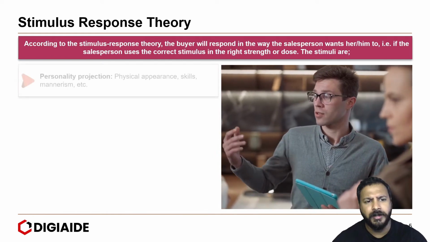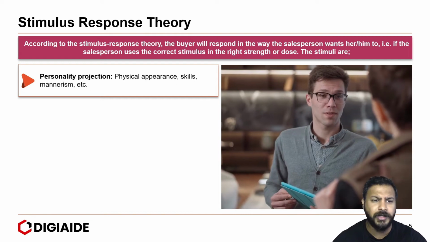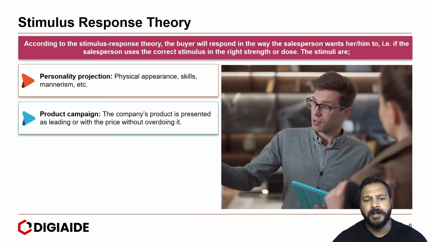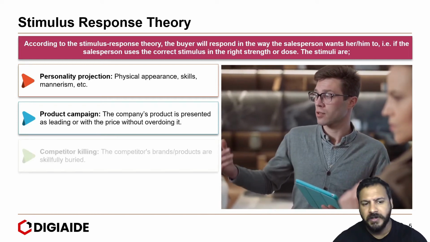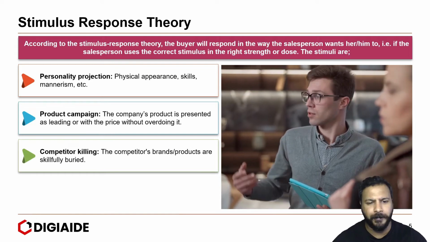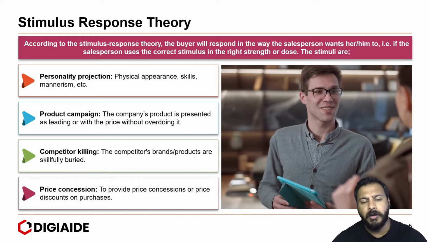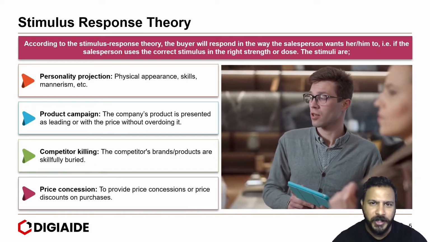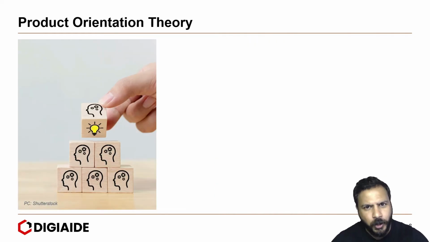The stimuli are, first, personality projection, as in the physical appearance of the salesperson, his skills or her mannerisms. Next, product campaign. The company's product is presented as leading, or with the price, without overdoing it. Another stimulus could be competitor killing, that is, the competitors' brands or products are skillfully buried by the salespeople. Or it could be price concession, to provide price concessions or price discounts on purchases, which would work in the favor of the salesperson.